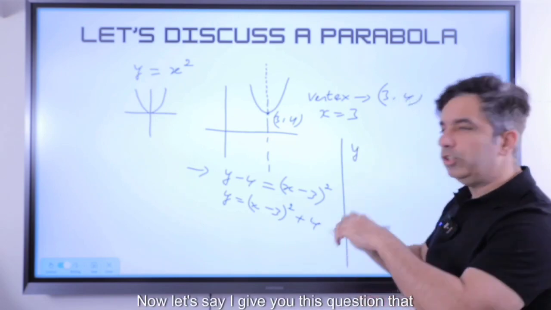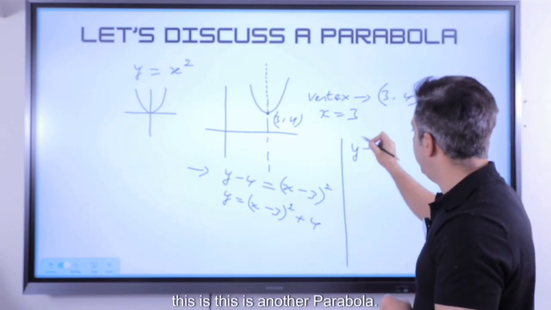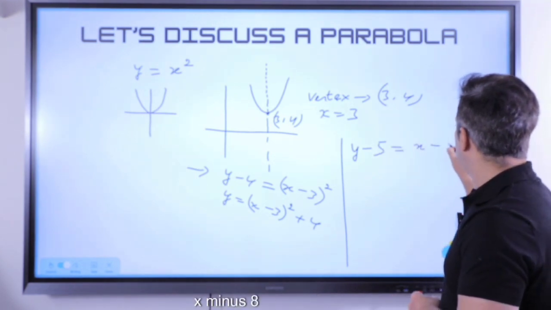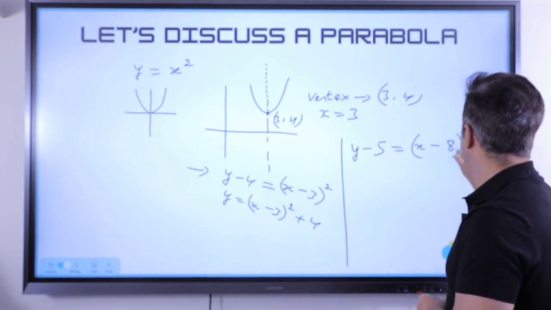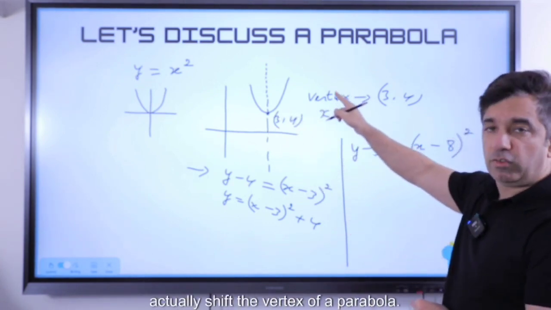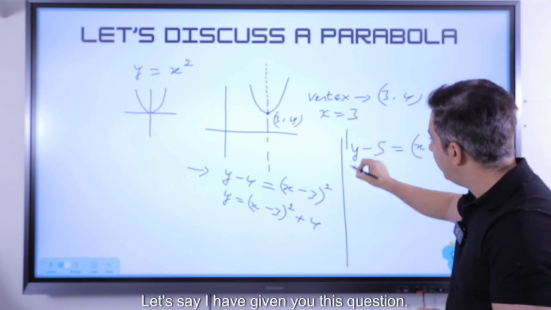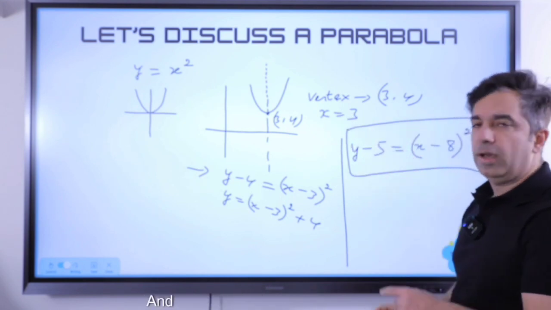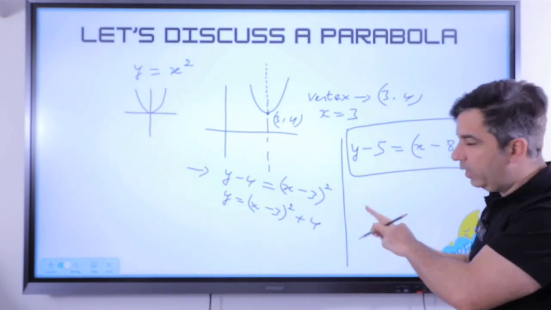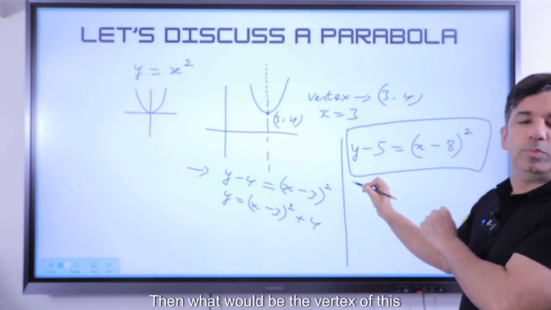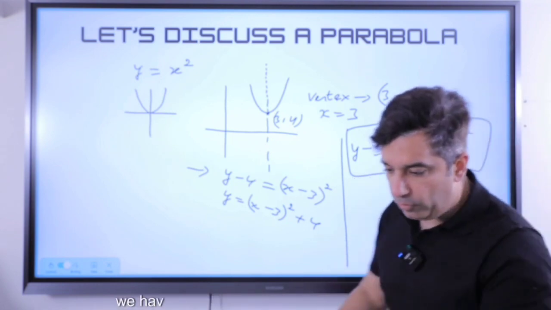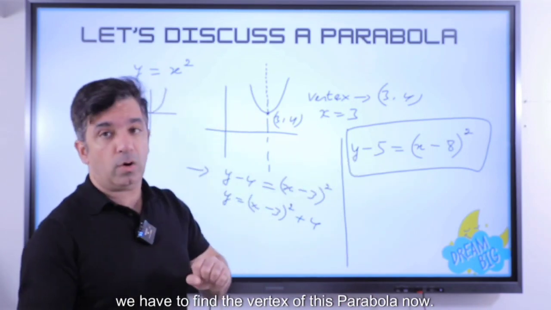Now let's say I give you this question, that this is another parabola. Let's say I give you a parabola y minus 5 is equal to x minus 8 whole square. Now instead of actually asking you to shift the vertex of a parabola, let's say I have given you this question. And now my question is this, that if this parabola is given to you, then what would be the vertex of this parabola? Let's say we have to find the vertex of this parabola now.